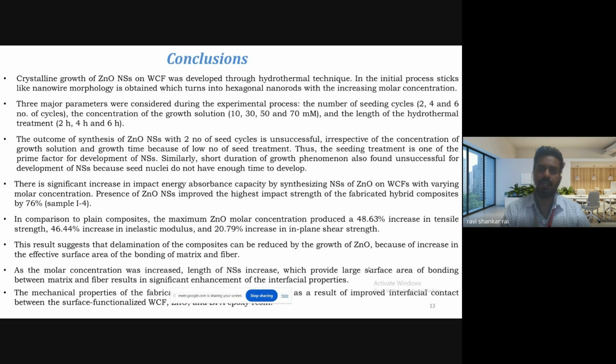So it was seen that the samples having 2 seeding cycles were unsuccessful because they did not have sufficient time to grow, and there was a lack of seeded particles.